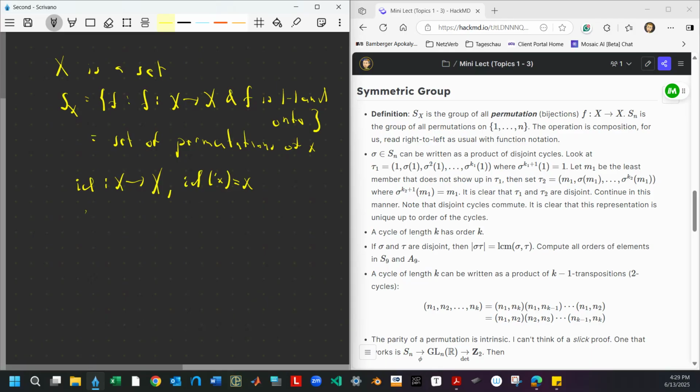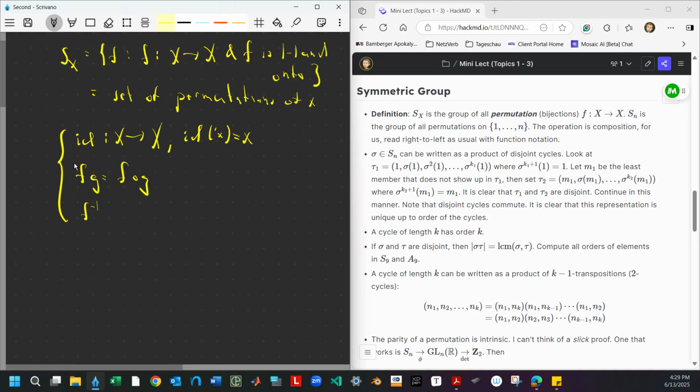The operation is composition, so fg is really going to be f composed with g. Now this is important because we are doing right to left function composition in this class, and if you watch some of the videos, the Visual Group Theory guy actually does left to right, and so that changes some things, and you have to be a little bit careful about that. And then finally, when we have bijections, f inverse exists as a function, right? So f inverse is just f inverse as a function.